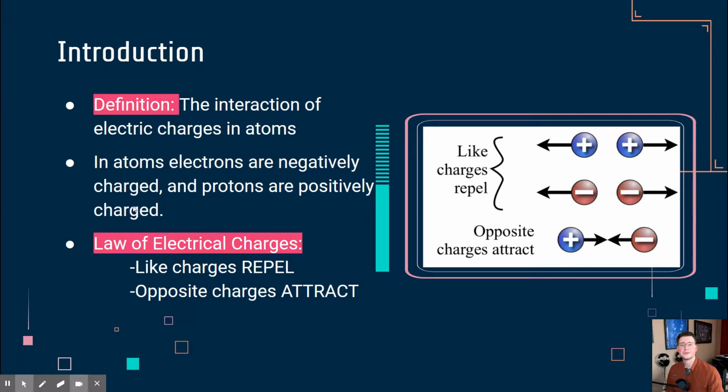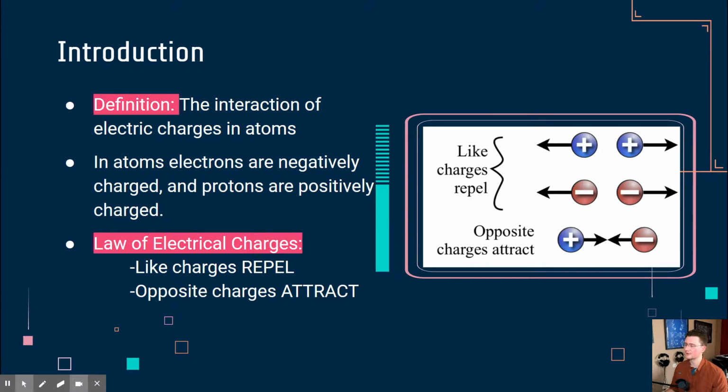So the first thing that we need to know is, what is electricity? In general, we can define electricity as the interaction of electric charges in atoms. And this is what causes this kind of change in charges. That could be positive or negative as they flow in that differential. And we'll look at how that works.